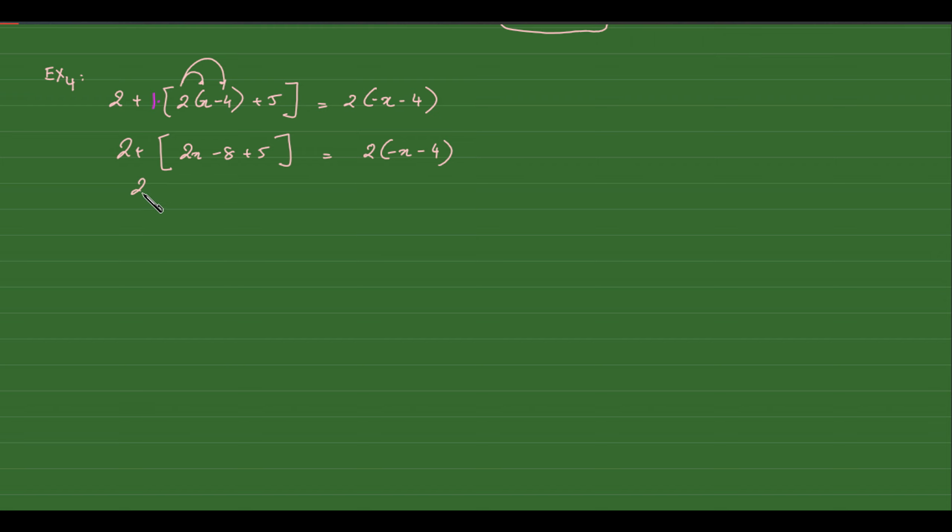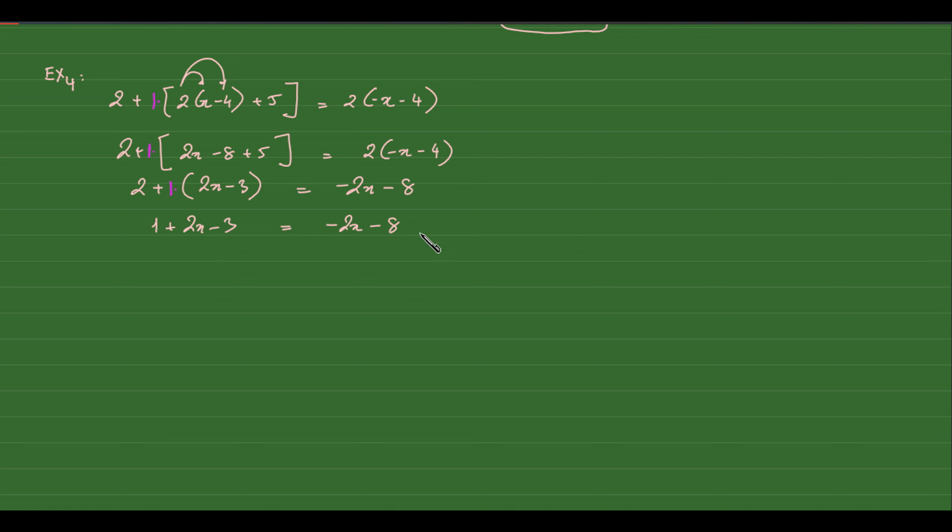Then I'm going to combine like terms, because right now it's a bracket, so you can change it to parentheses. So 2x, negative 8 plus 5 is negative 3, equals. Now you can distribute this. 2 times negative x is negative 2x. 2 times negative 4 is negative 8. And now we get the invisible number 1 here and here. So 1 times 2x is just 2x. 1 times negative 3 is negative 3, equals negative 2x minus 8.